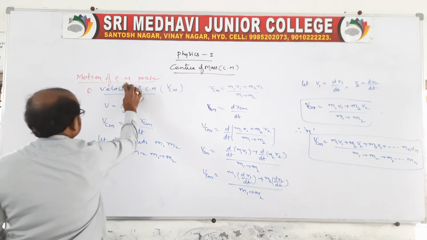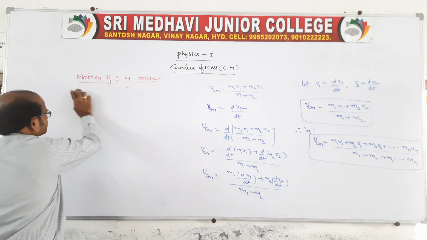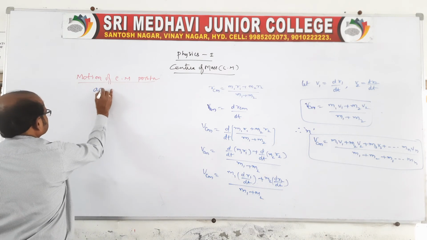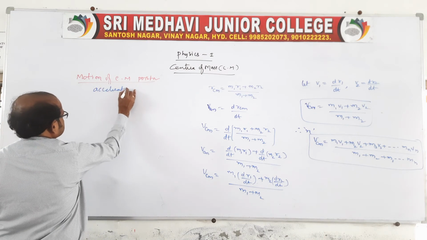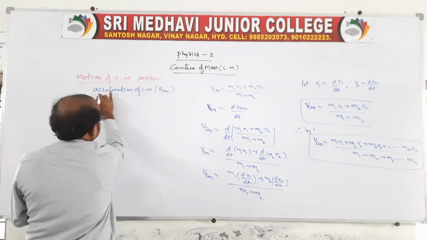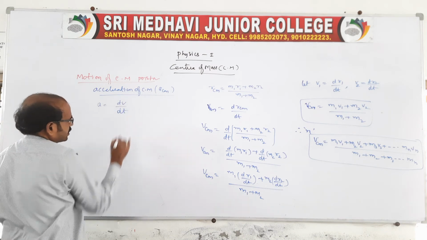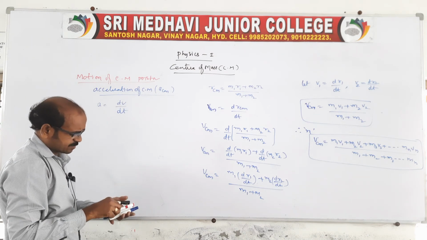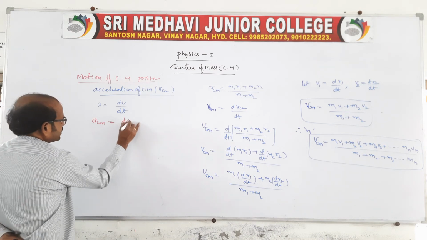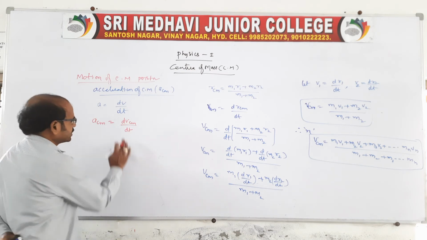Then you go for the acceleration. Suppose I would like to tell you about acceleration for a two particle system only. Take the acceleration of the center of mass, that is ACM. Again, we know acceleration is nothing but the rate of change of velocity, so the velocity changes with respect to time. So in terms of ACM, we can say dVCM by dt.